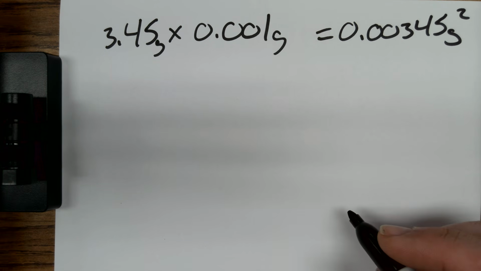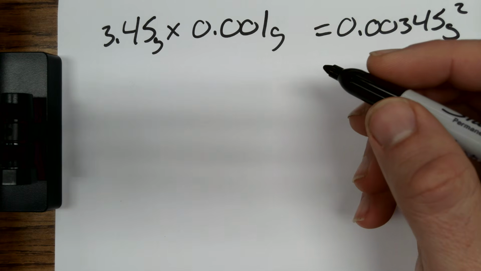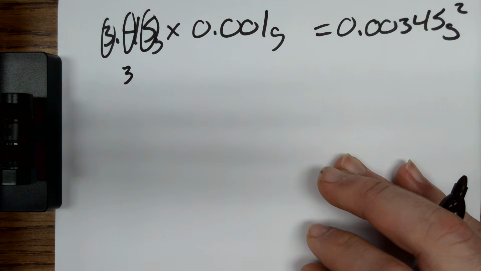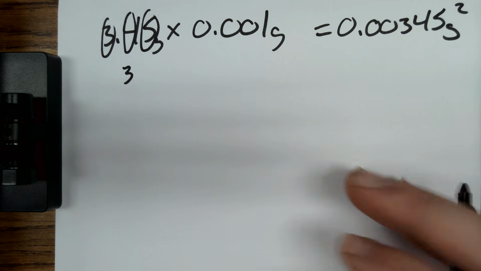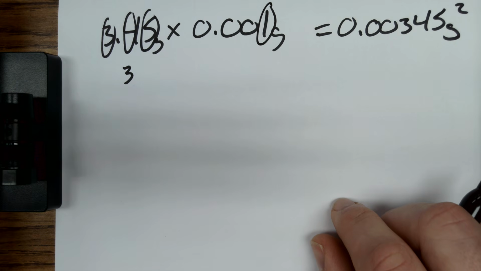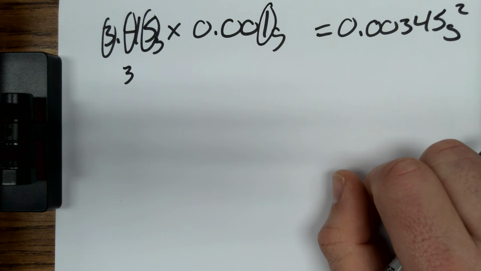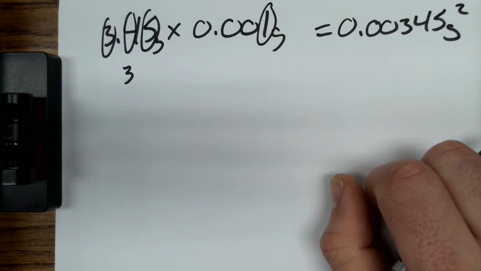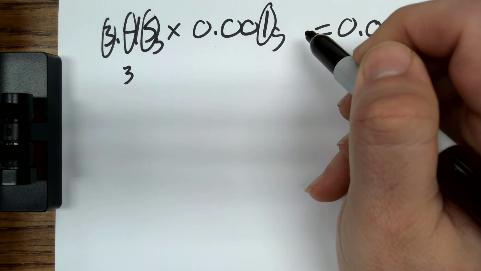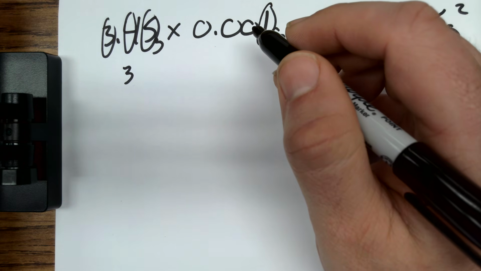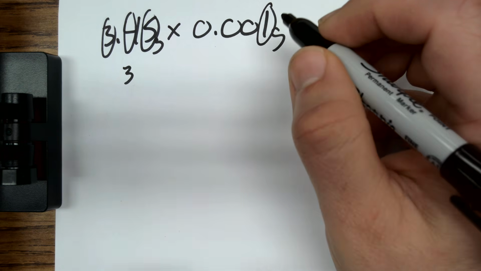A number of rules, guys. Rule 1 is I circle all my non-zero digits. 1, 2, 3. There's 3 sig figs for 3.45 and 1 sig fig for 0.001. Rule 2, I count my trapped zeros. I have no trapped zeros. Rule 3, I count my trailing zeros if there is a decimal place, but there are no trailing zeros. And then rule 4 was that I take all my leading zeros, any zeros in front of non-zero digits, and I cross them out.